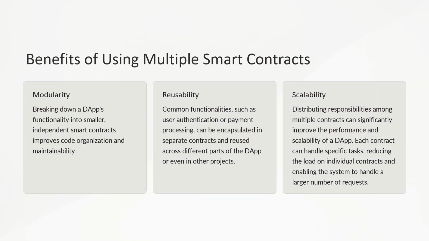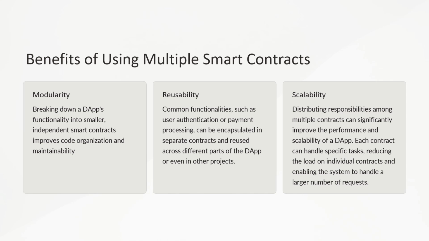The next question, which many of you might have, is why should we use multiple smart contracts? Think of them as specialized tools in a toolkit. Each tool has its unique function, and using the right tool for the right job makes the work more efficient and organized. Key features include modularity: breaking down a dApp into smaller independent smart contracts improves code organization and maintainability.